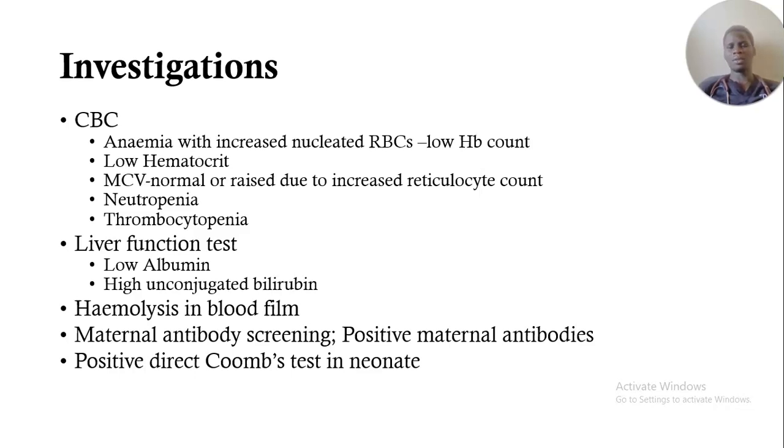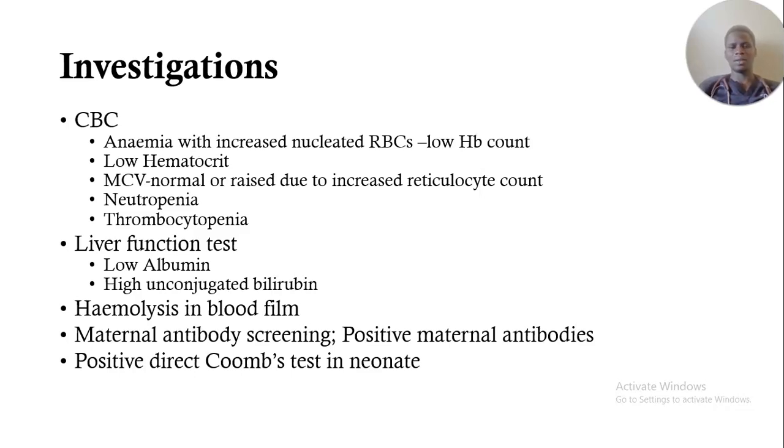And in the investigations, you can do a complete blood count where you will have a low HB and nucleated red blood cells. You can also get low hematocrit. MCV could be normal or raised due to the reticulocyte count, due to the compensation. So the turnover of the production of the red blood cells will increase, so they end up releasing the red blood cells with nuclei into the blood. Those are immature red blood cells. Neutropenia, thrombocytopenia, these are common presentations on the CBC.